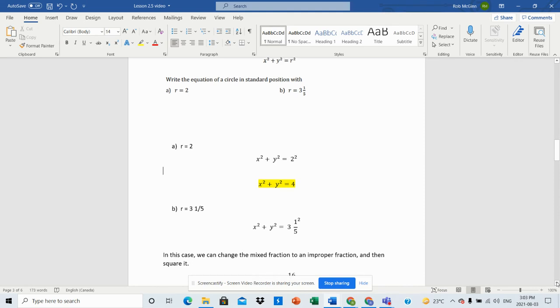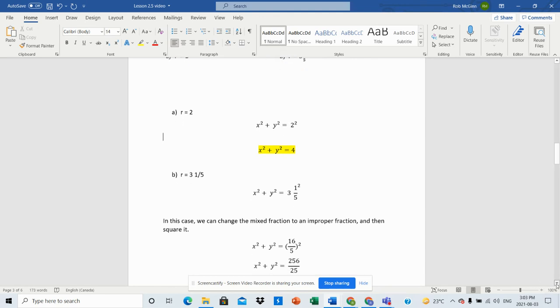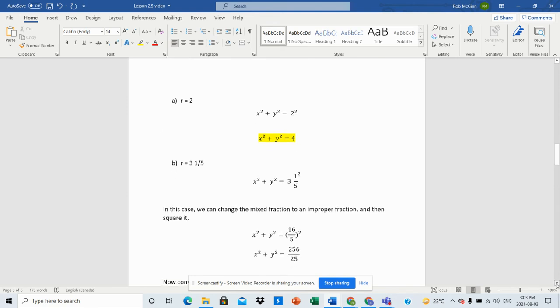Then once we've got that, we'll square. So in this case, 3 times 5 will give us 15. We're going to add that 1 that's in our numerator, and so 16 fifths, that's the exact same thing as 3 1/5. And now we're ready to square it. So x squared plus y squared is not going to change.